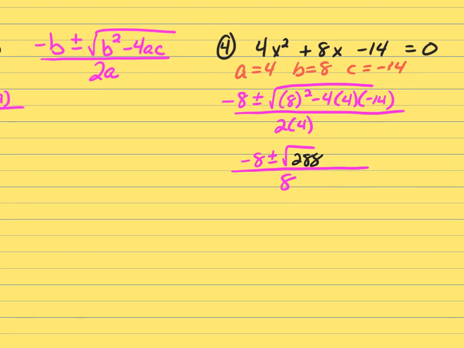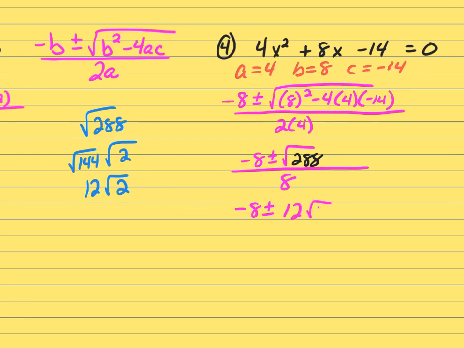All right. Does the square root of 288 give us a nice clean whole number? No. So we are looking to break down the square root of 288 into two numbers, one being a big perfect square. And does anybody know what those numbers are? 36 and 8. 144 and 2. So 144 and 2. And the square root of 144 is 12, so 12 square root of 2. All right, so I'm going to go ahead and rewrite what's in purple over here. Negative 8 plus or minus 12 square root of 2 over 8.